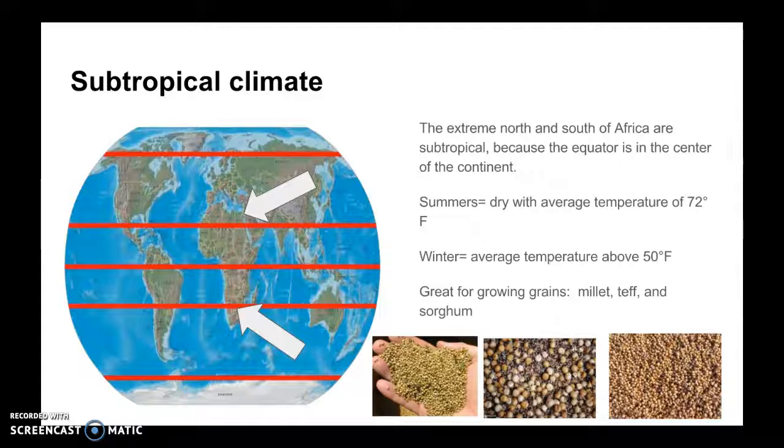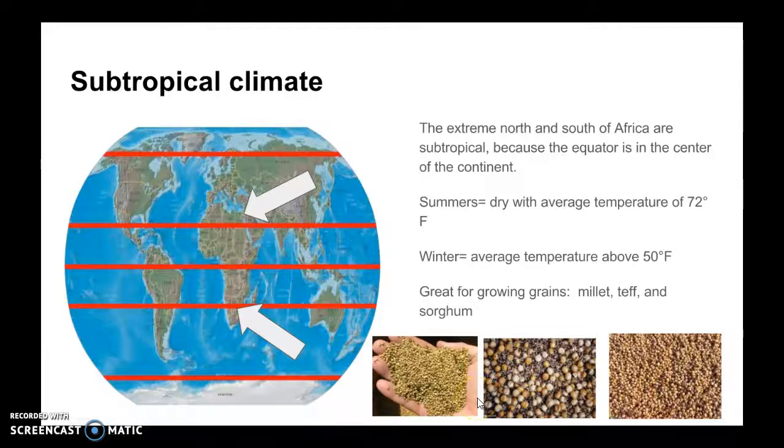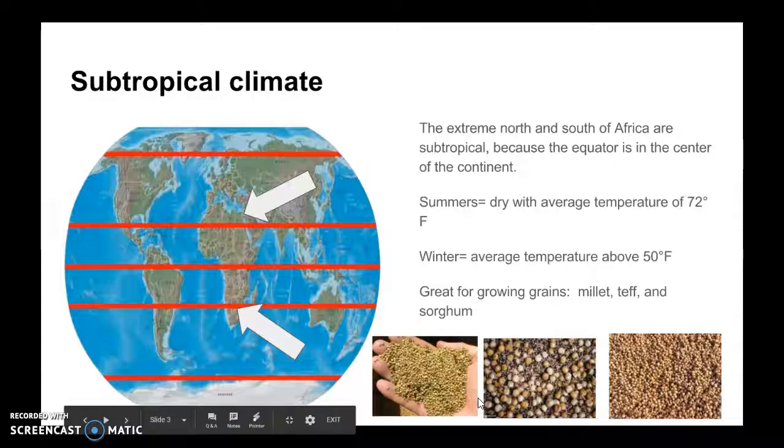In these areas, you have dry summers with the average temperature of 72 degrees Fahrenheit, which is like June temperature here in Pennsylvania. In the winters, the average temperature gets above 50 degrees Fahrenheit. This area here, with its dry climate, is great for growing grains. Grains are very important in the African diet, and three great grains for here are millet, teff, and sorghum. Now, they might look familiar to you. In this part of the world, they are used for bird seed, but in Africa, they are used for daily food.